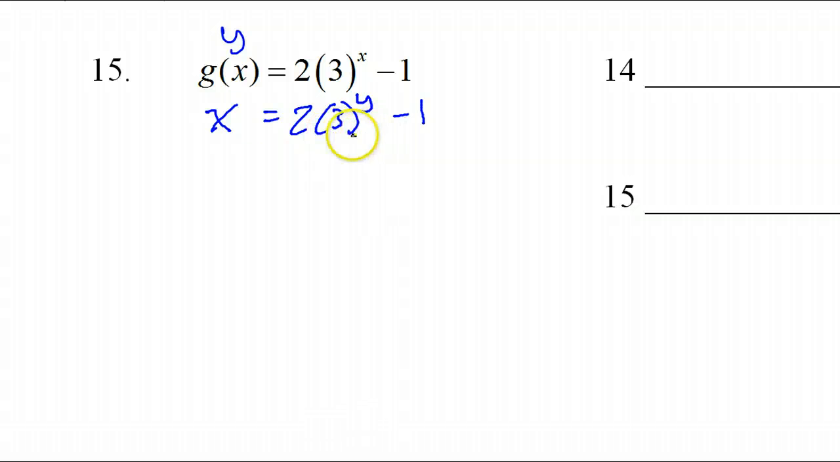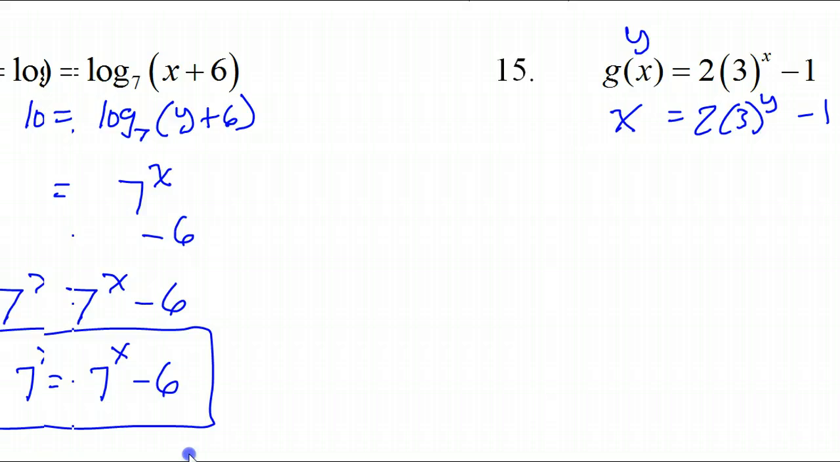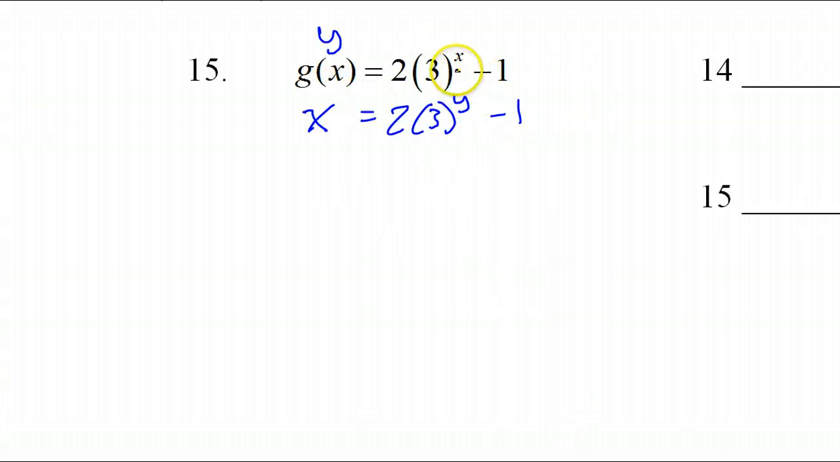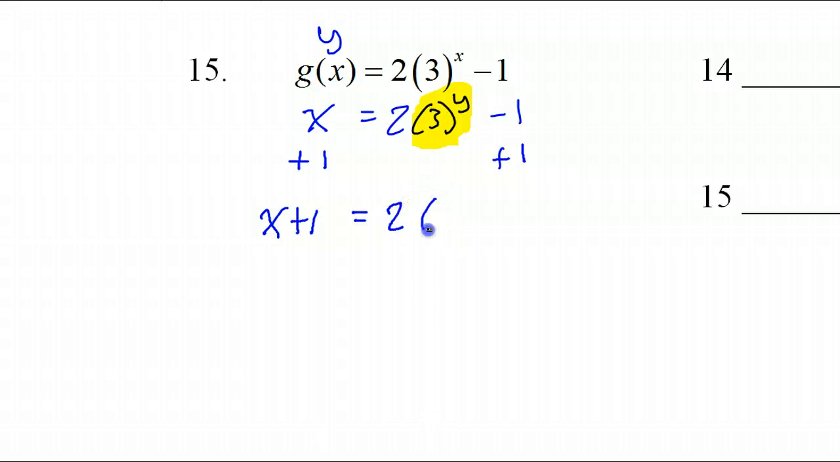Now, eventually I'm going to put this in log form. The last problem, I started in log form, so I ended up with exponent form. On this problem, I'm starting with exponent form, so guess what? I'm going to end up with log form. But before I do that, first you have to get this base and power alone by itself. Anyway, so I need to add 1 to both sides. So that's going to give me x plus 1 is equal to 2 times 3 to the y power.